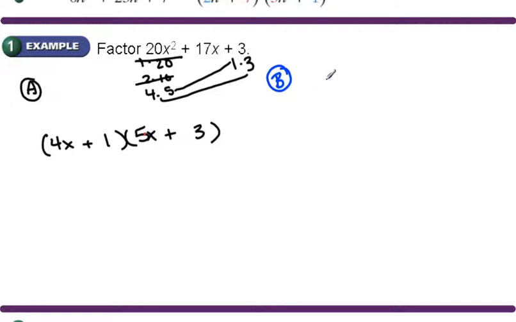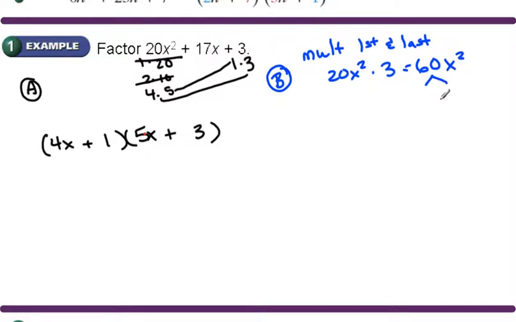Okay, the other method is known as the grouping method. We'll show you both ways, and you can use whichever one you prefer. Okay, you multiply the first and last. So 20x squared times 3 is 60x squared. Now find factors of 60x squared that would give you 17x. Well, 12x and 5x. 12 plus 5 is 17.